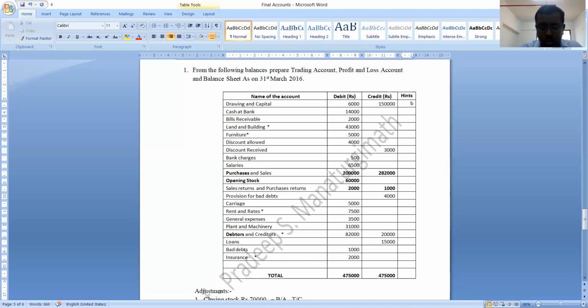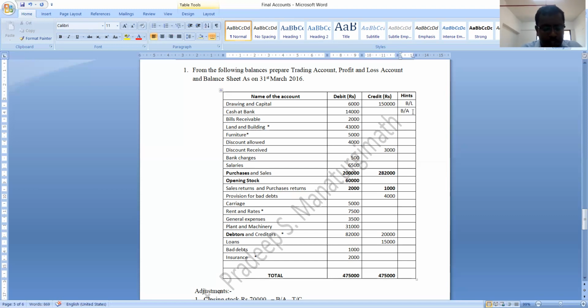Actually both belong to the balance sheet. Which side? Liability side. Like this, you people should write hints. The next item is cash. Cash is actually an asset, so it also belongs to the balance sheet, but the asset side.